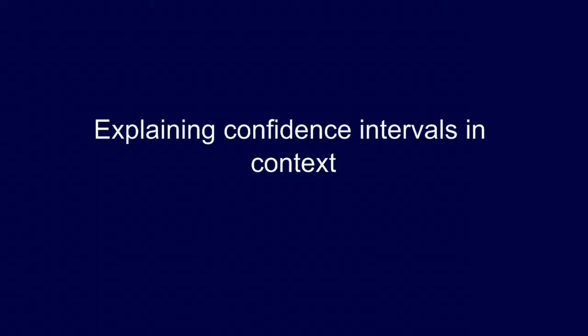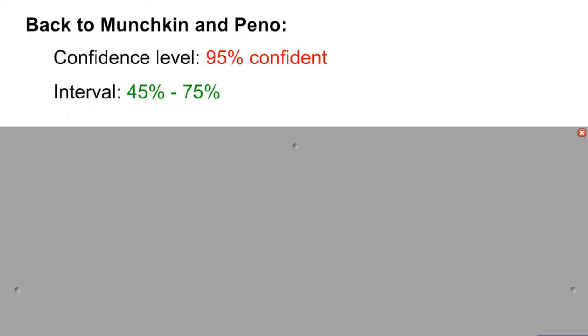It's important to be able to calculate a confidence interval of means or proportions, but even more important is being able to explain what you found in the context of what you're talking about. Going back to the example we had earlier, we had Munchkin and Pino, the puppy and the kitty, and our confidence level was 95%, and we calculated our interval to be somewhere between 45 and 75% of the population.